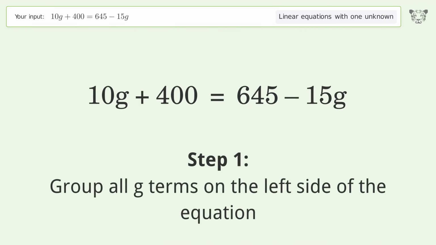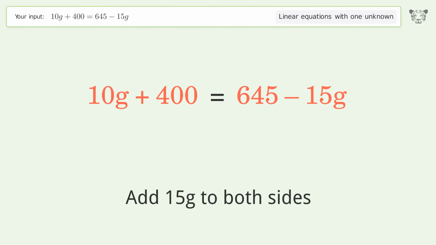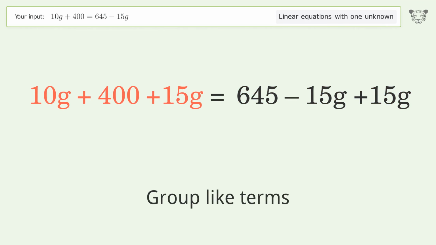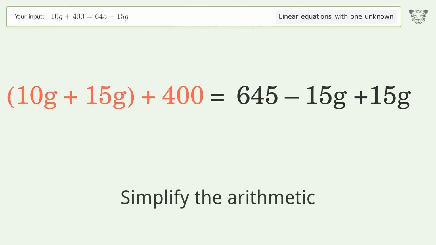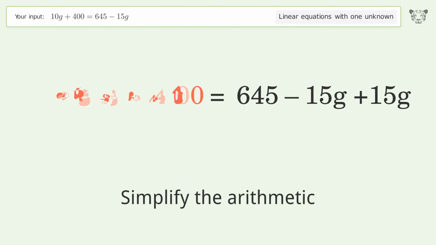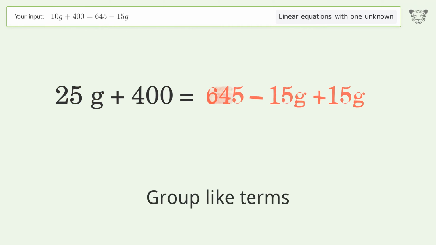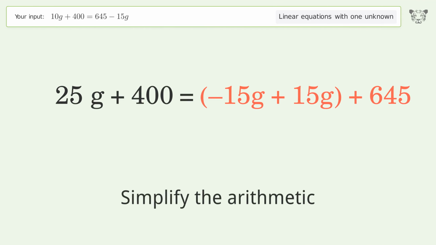Group all g terms on the left side of the equation. Add 15g to both sides. Group like terms. Simplify the arithmetic. Group like terms. Simplify the arithmetic.